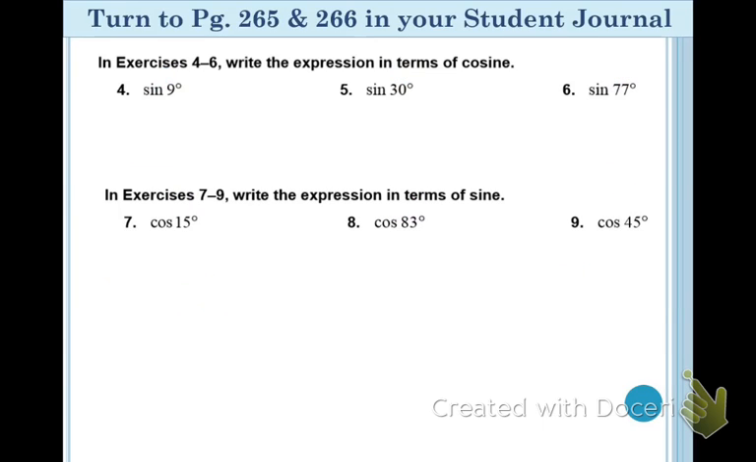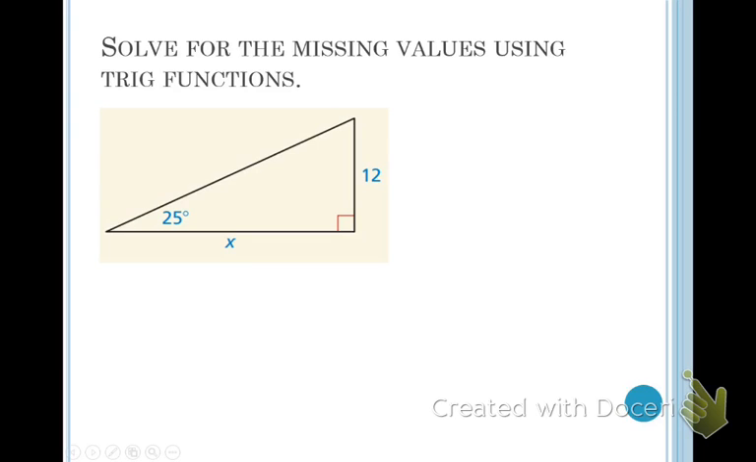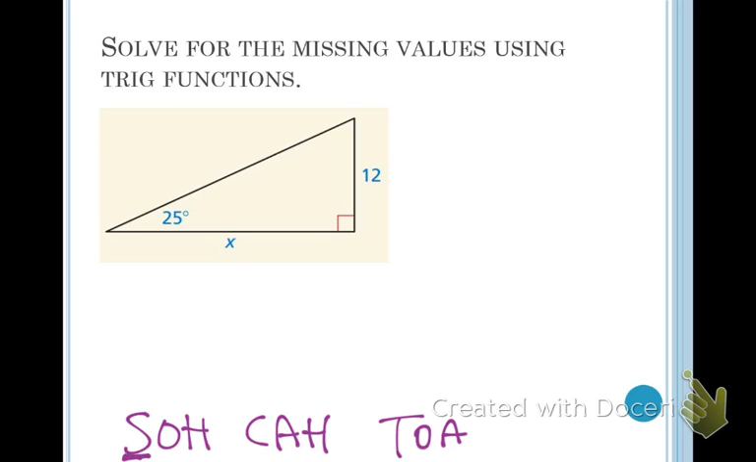What we learned yesterday, we're going to use today, except it's not going to tell you which trig function to use. You will have to decide, based on SOH CAH TOA. If you have opposite and hypotenuse, you use sine. If you're given the adjacent and hypotenuse, you use cosine. If you're given the opposite and the adjacent, you use tangent. So here's what you do. Step 1, you label the sides.